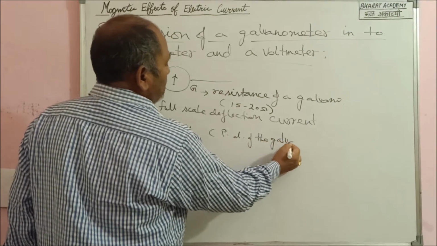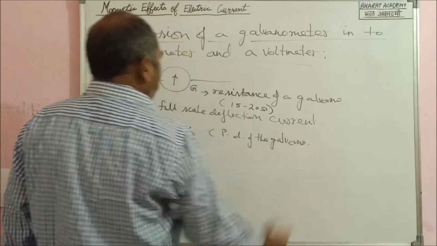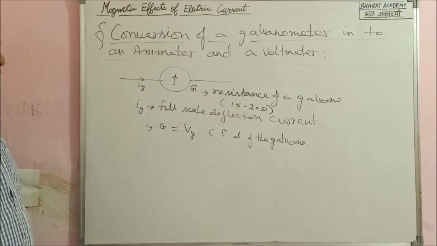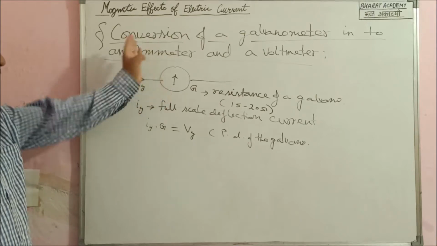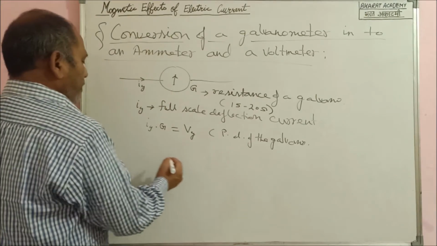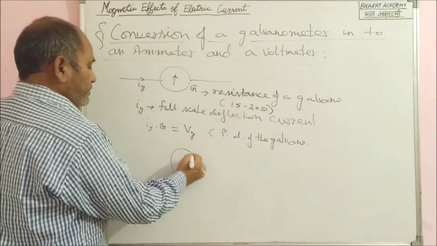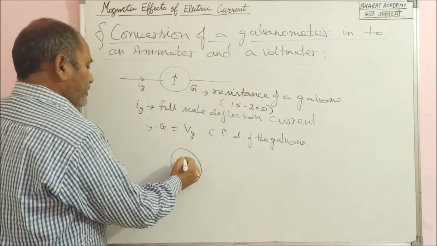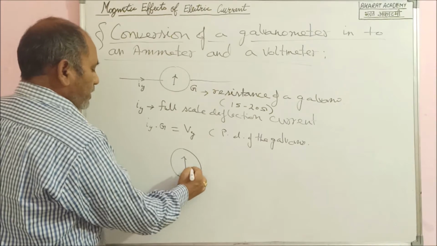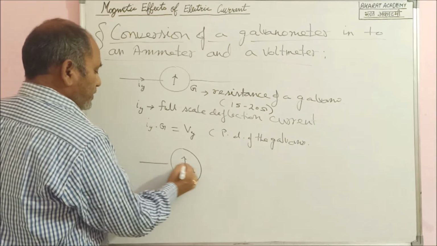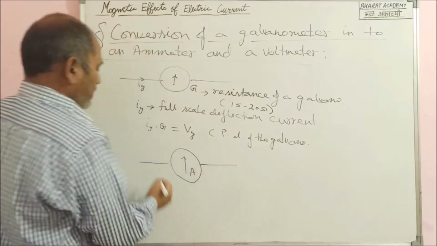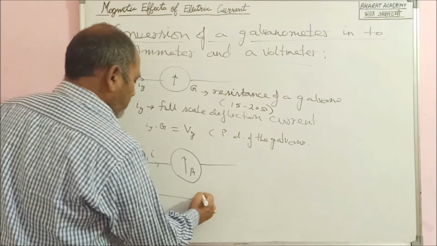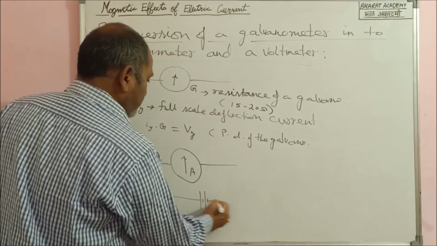Now the question arises, how to convert it into an ammeter and into a voltmeter? Before going to that, let's talk about the ammeter. An ammeter is a device used to measure the current, represented by capital A, to measure the current in an electric circuit. Suppose this is the circuit I am representing.